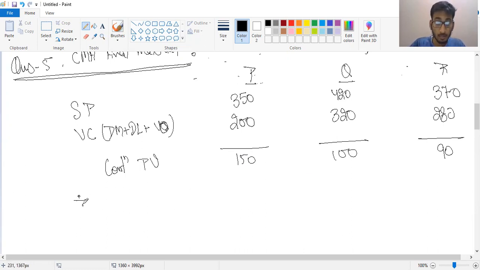Now, since the machine hour is the limiting factor, we need to calculate contribution per unit of machine hour, or I can say per machine hour. So machine hour required.